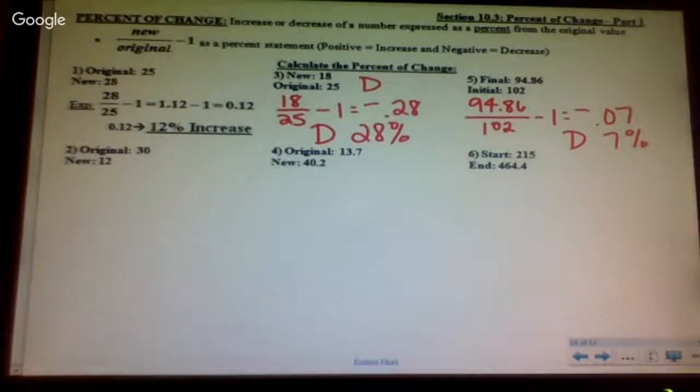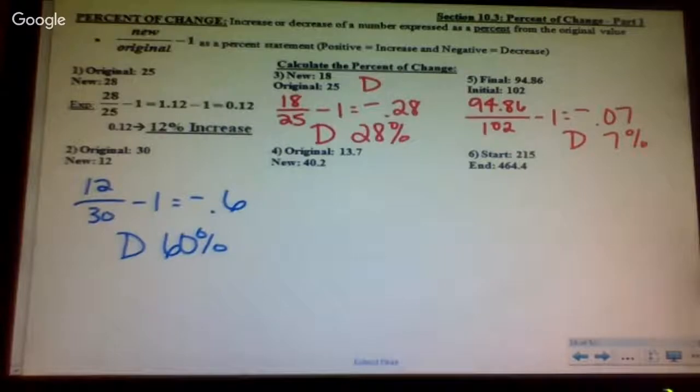Okay, take a look at this one. Should this be an increase or a decrease? Decrease. You think this is going to be big? Yeah. 12 divided by 30 minus 1, you said is negative 0.6. That's a decrease. 60% off. Woo! That's kind of my kind of sale price. Can we do that on a car? I could use a new one right about now.